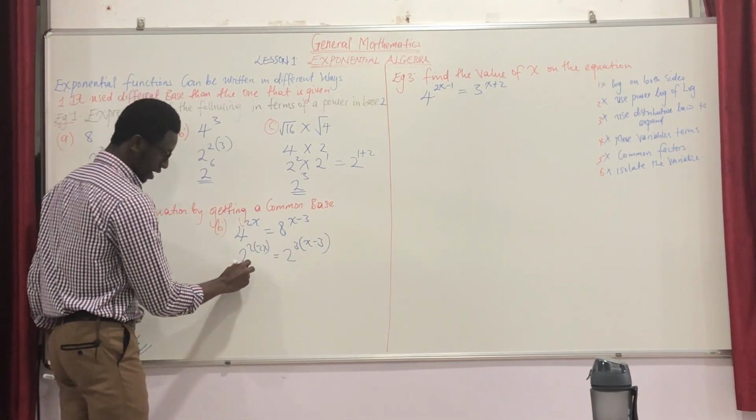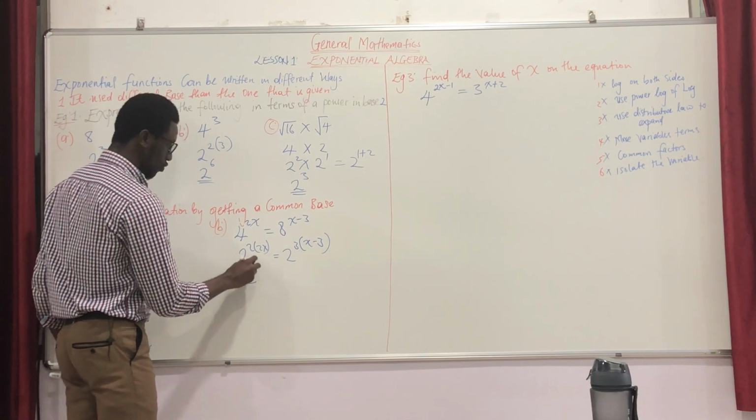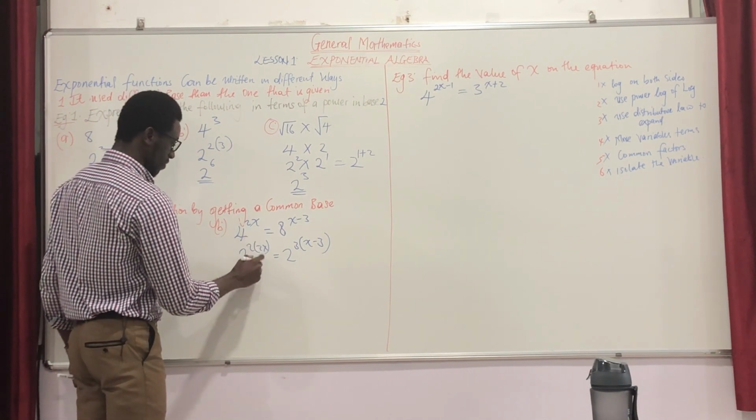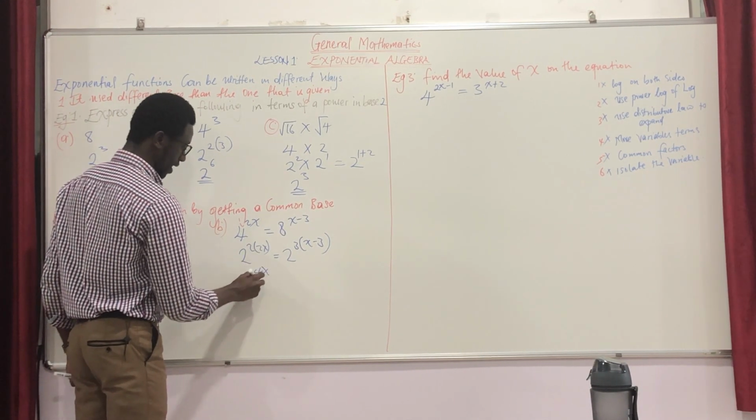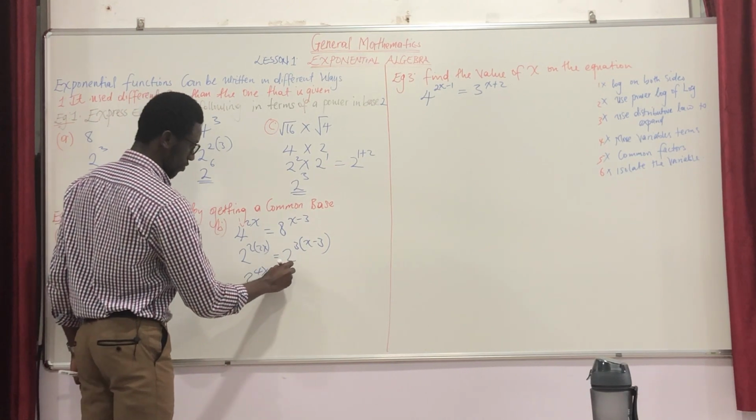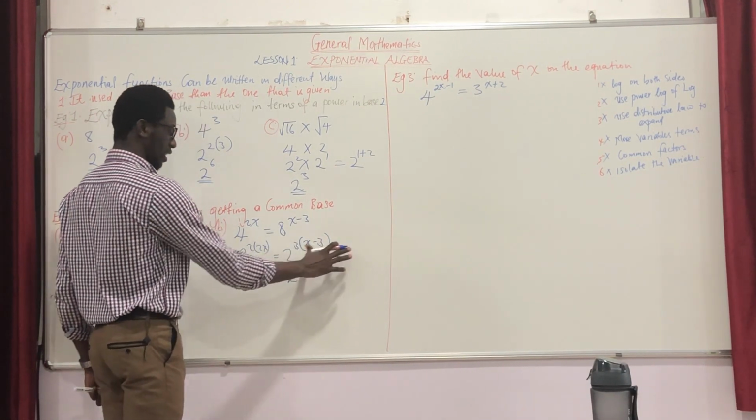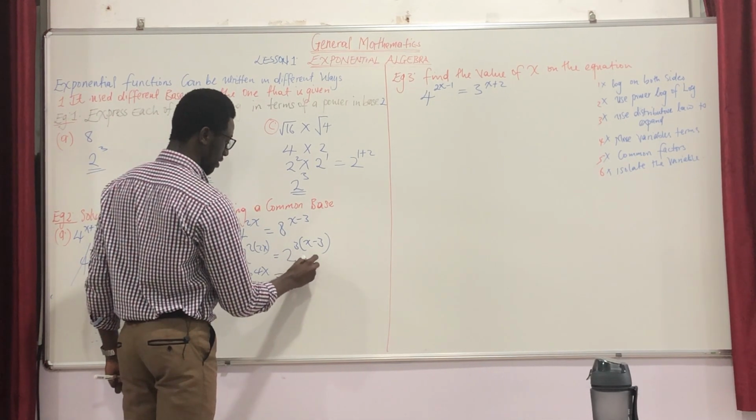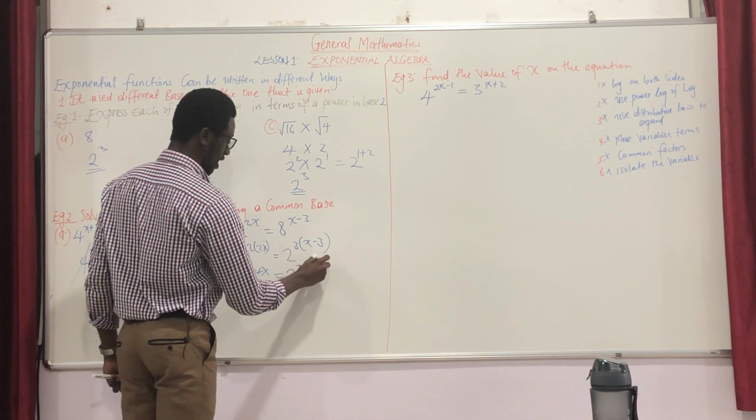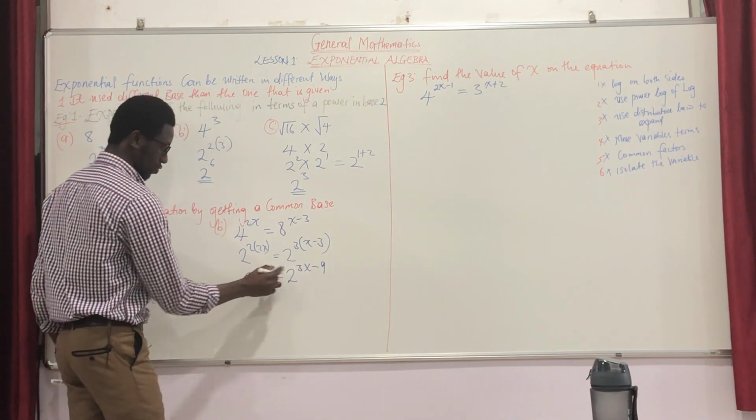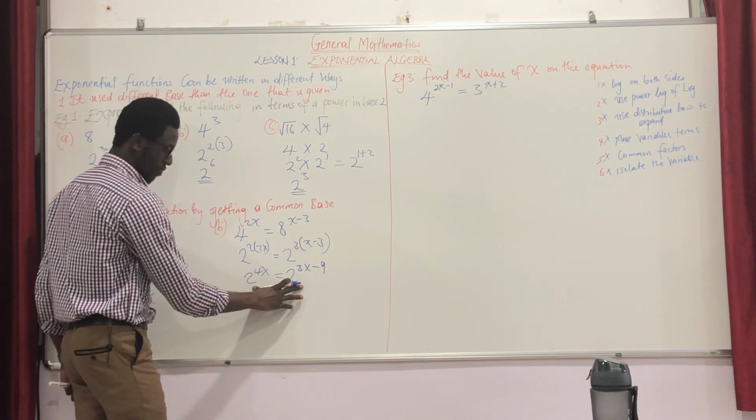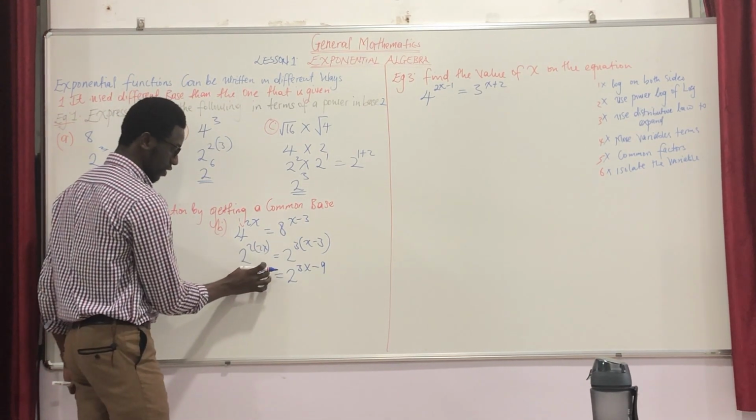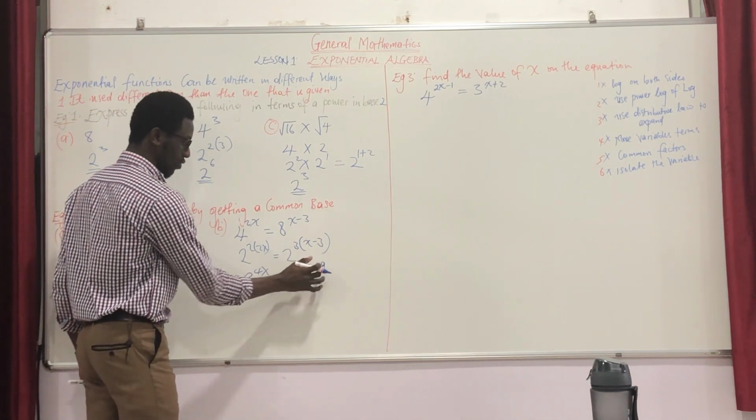So this one now becomes 2 to the power 4x multiply must be equals to 2 to the power, we expand this one, 3 times x, which is 3x minus 9. So now the bases are the same. We have the common base. So we ignore the bases, then we equate these variables and these constants.